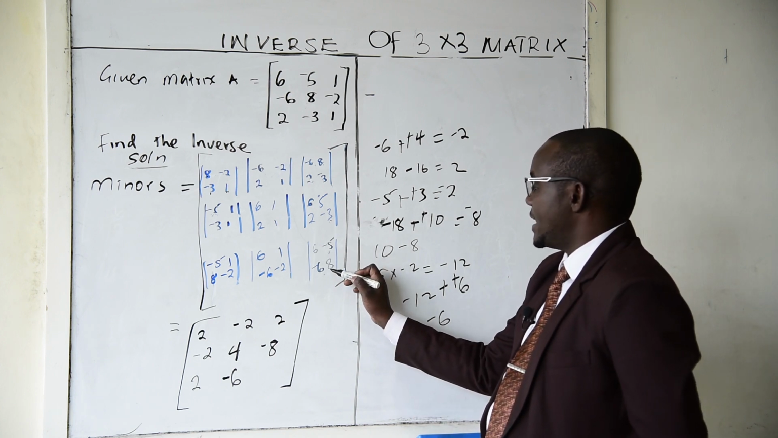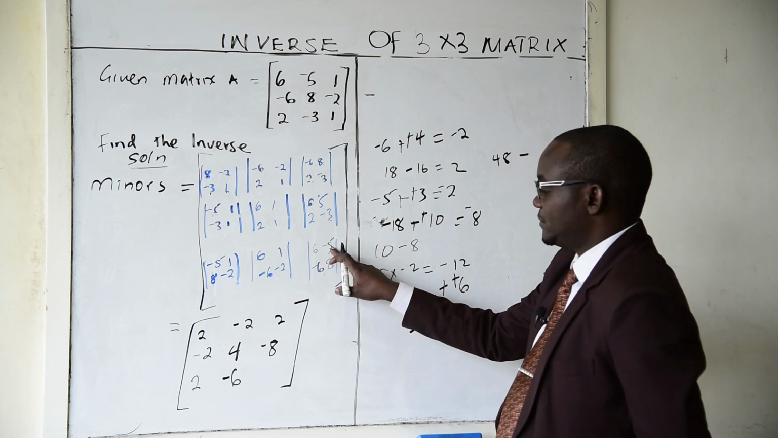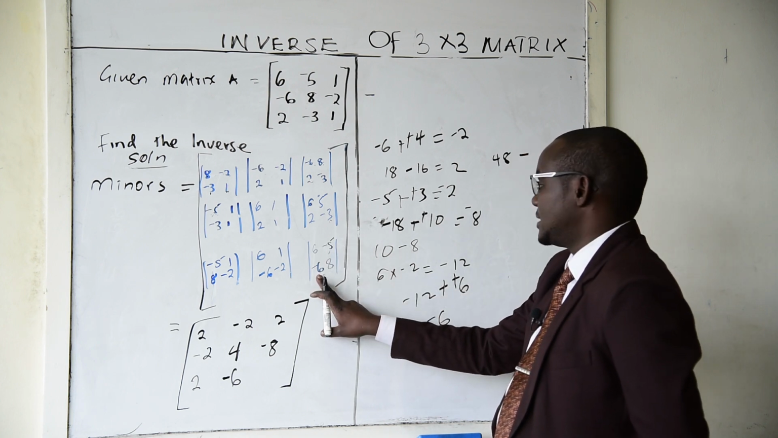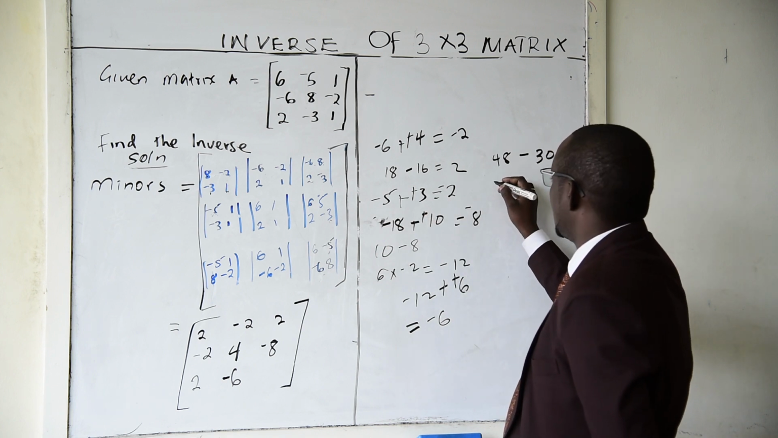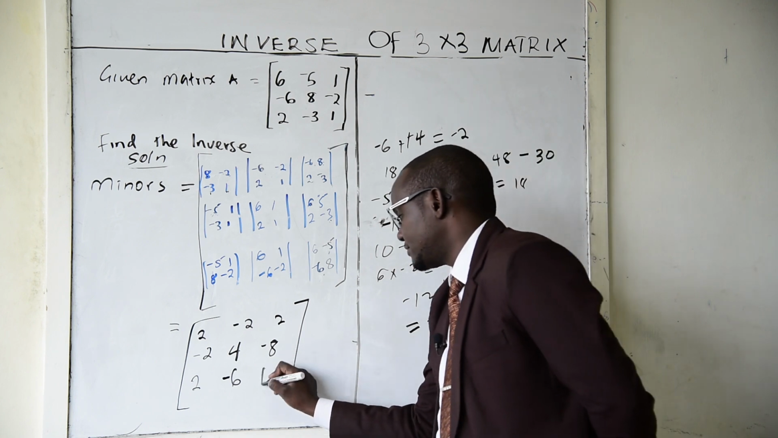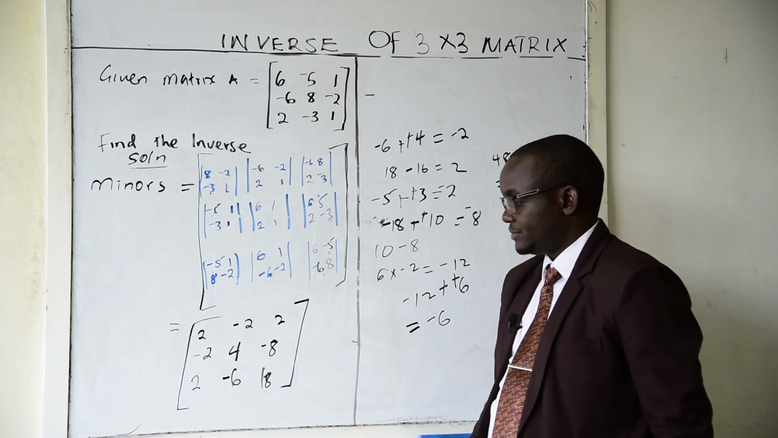6 multiplied by 8, that is 48, minus negative 5 multiplied by negative 6, that is minus 30. This one you get 18, so we have 18. This is the matrix of the minors.